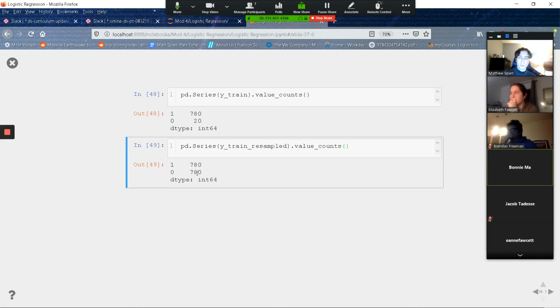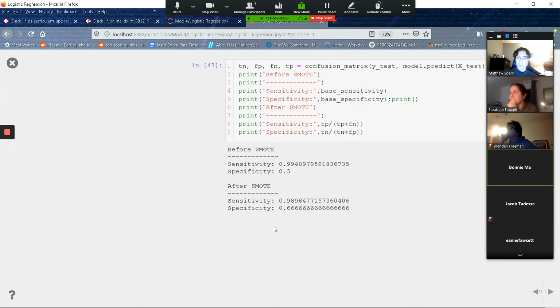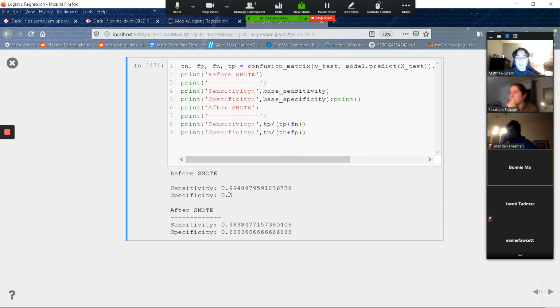You can change some parameters so that it doesn't always make it exactly equal. It can just increase it a little bit and shorten that distance, but in this case, it just recreated a bunch of 0 instances to match how many we had for the ones. So now we can compare. After the resampling, we were able to increase our specificity. Not by a ton, probably because we only had a couple instances of 0 anyways in our data, but that can be a really important tool to have if you ever have imbalanced classes.